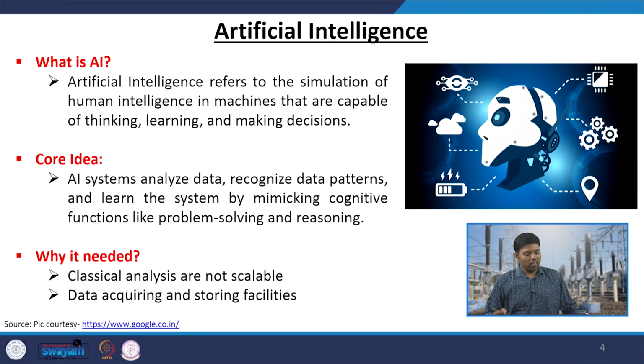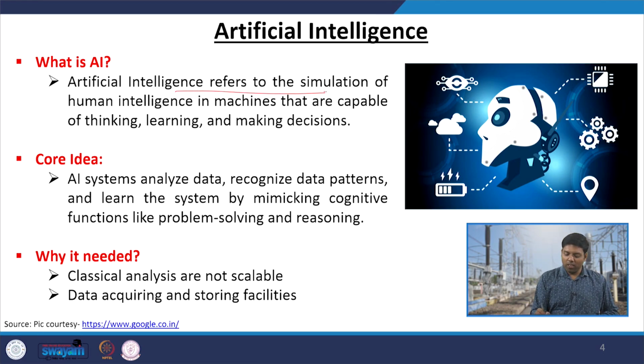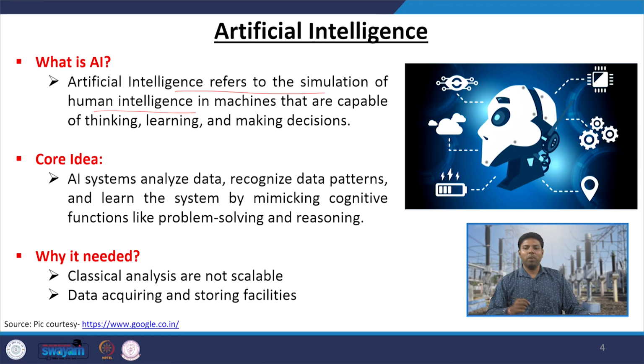So, what is AI? Artificial intelligence refers to the simulation of human intelligence in machines that are capable of thinking, learning and making decisions. That means we are just imitating ourselves with the help of machines. How we think by looking at certain situations or certain data or certain behavior of a few persons, how we react by looking at different situations, that we normally mimic in machines with the help of AI.